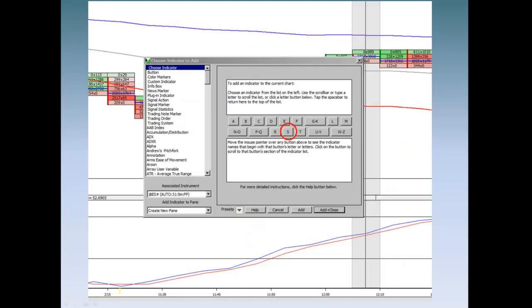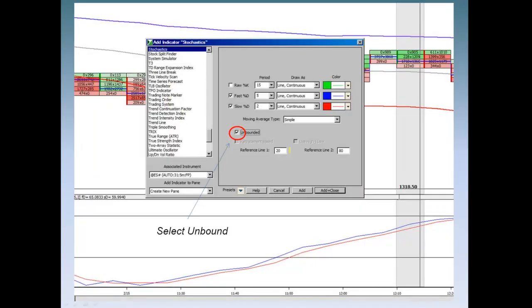Now let's begin by just taking a look at how we get the stochastic on our chart. Once again, we pull up our indicator window using the insert button and hit S to get the stochastic from the column here. So if you click on the S, you'll get the indicators that start with the letter S. Pick stochastic. Once you have the stochastic, you will get this window. Here are a couple of adjustments I would like you to make to the default settings. You're going to select the unbound. So we want to use the unbound stochastic, and I will explain to you why and what that is.